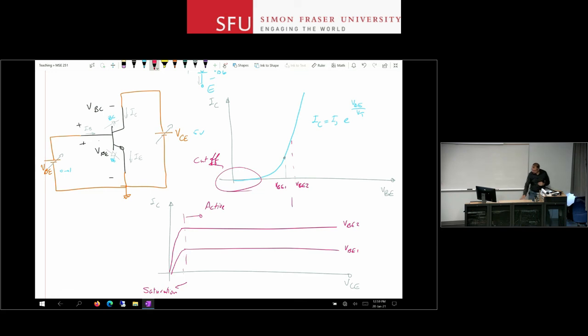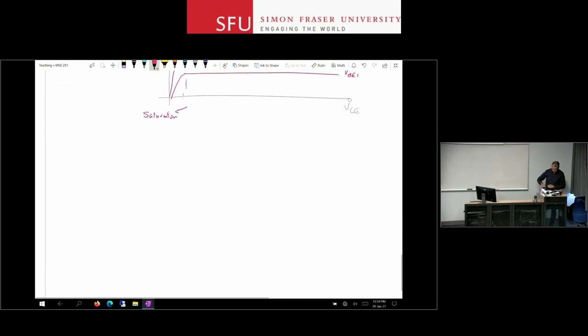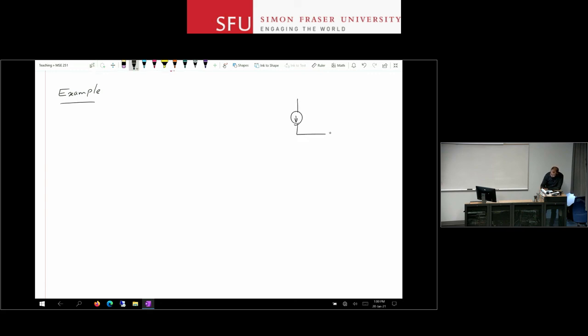Let me solve one example for you here. We go through one example from your textbook. So it says we have this circuit.